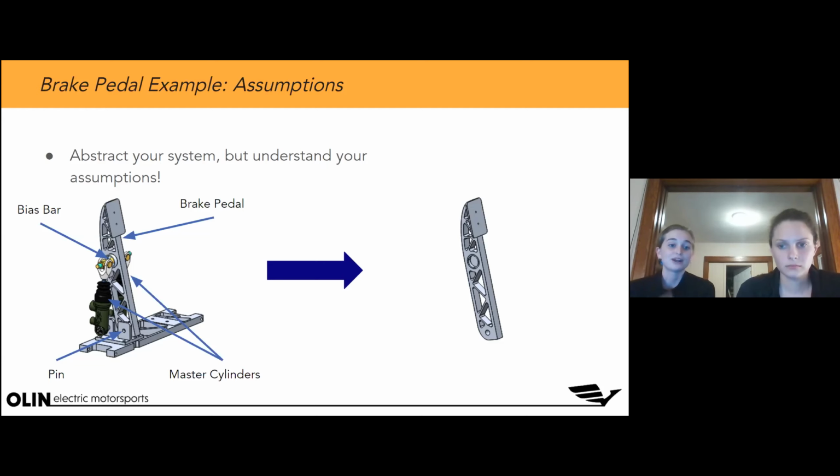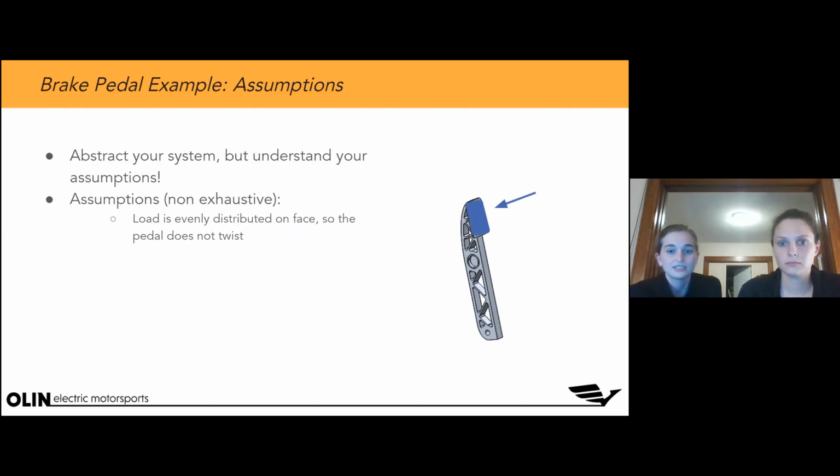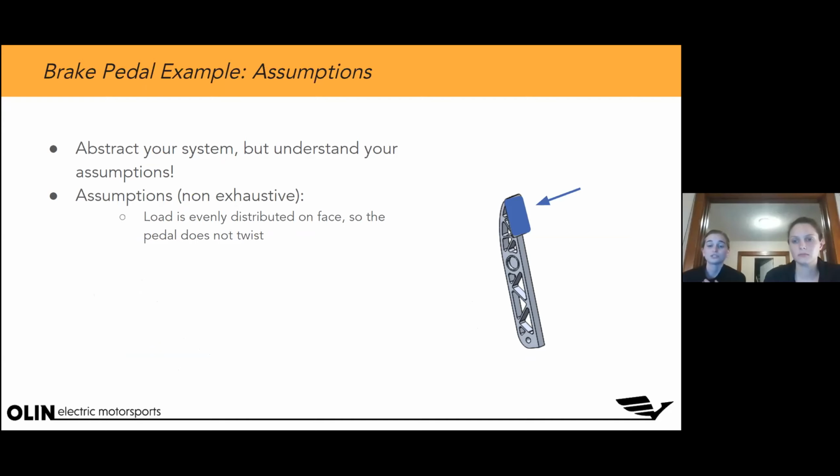But we don't want to input everything, because we're going to get too much noise and we might not model everything. So we really want to just focus on the brake pedal. But we need to know how the rest of the system is going to be affecting it for this analysis. So our first assumption is that we know we have to distribute a load. We know we have a load of 2,000 newtons. So we're going to assume that that load is evenly distributed on that pedal face, and so we're assuming that the pedal isn't twisting, and so there's no torsion.